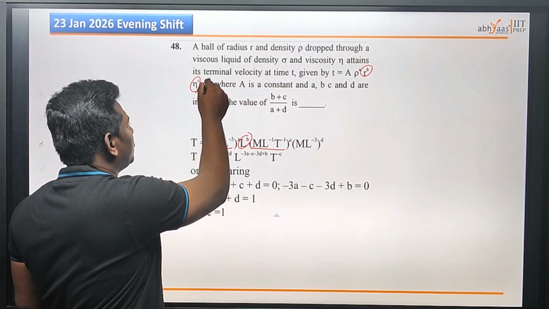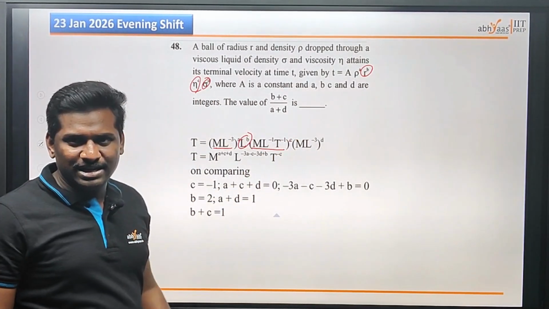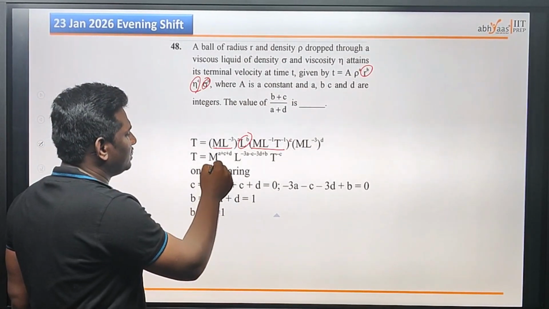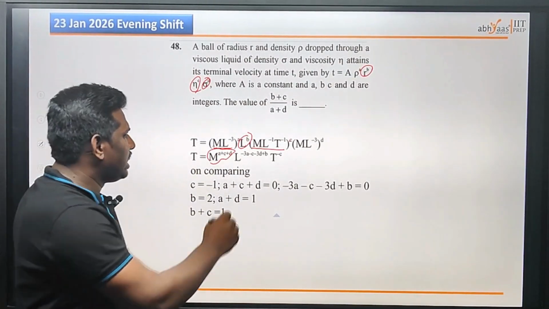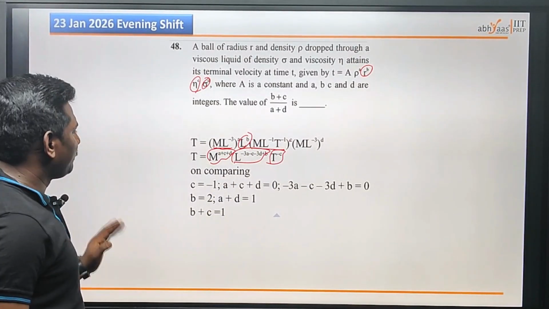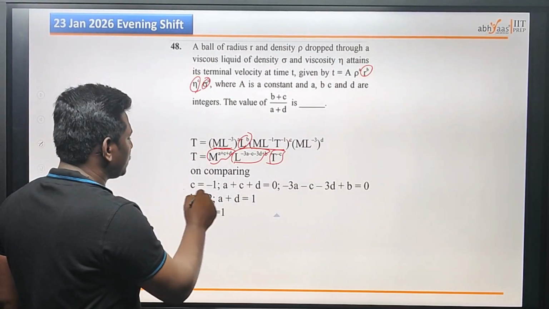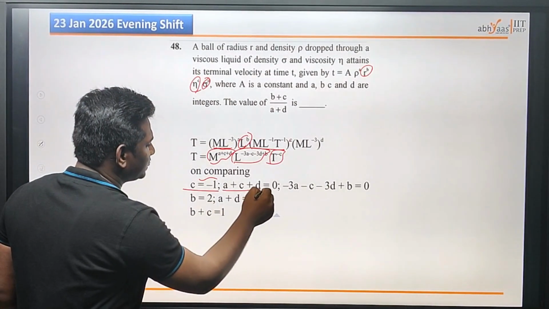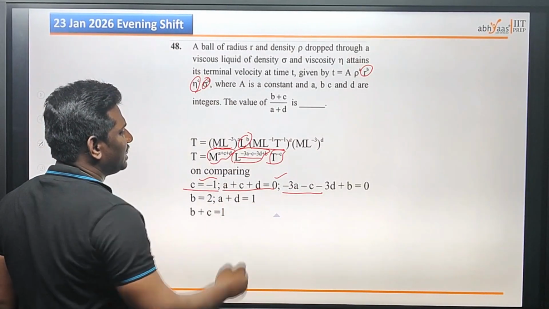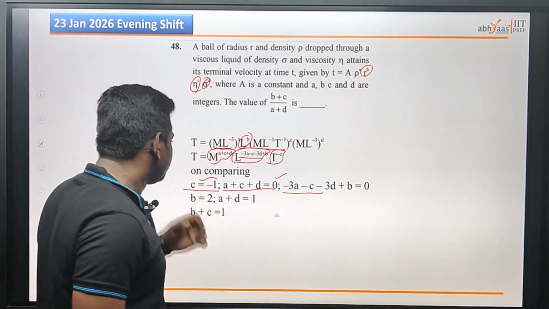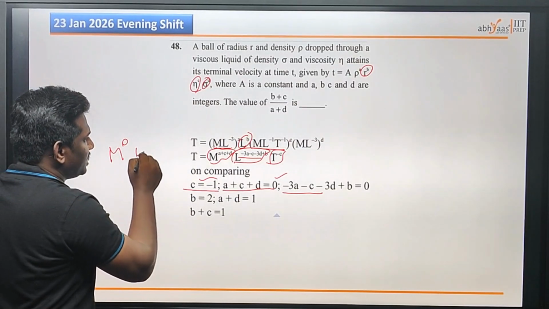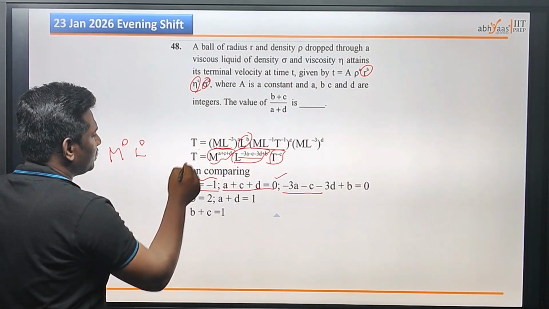And what is this one? Sigma to the power d, M L to the power minus 3, whole to the power d. So if we add these M powers, L powers and T powers, you will get this. On the left side, if we compare, T can be written as minus 1, and for M: a plus c plus d is 0, and for L: minus 3a minus c minus 3d plus b, because on the left side M equals 0, L equals 0, and T is T to the power 1.